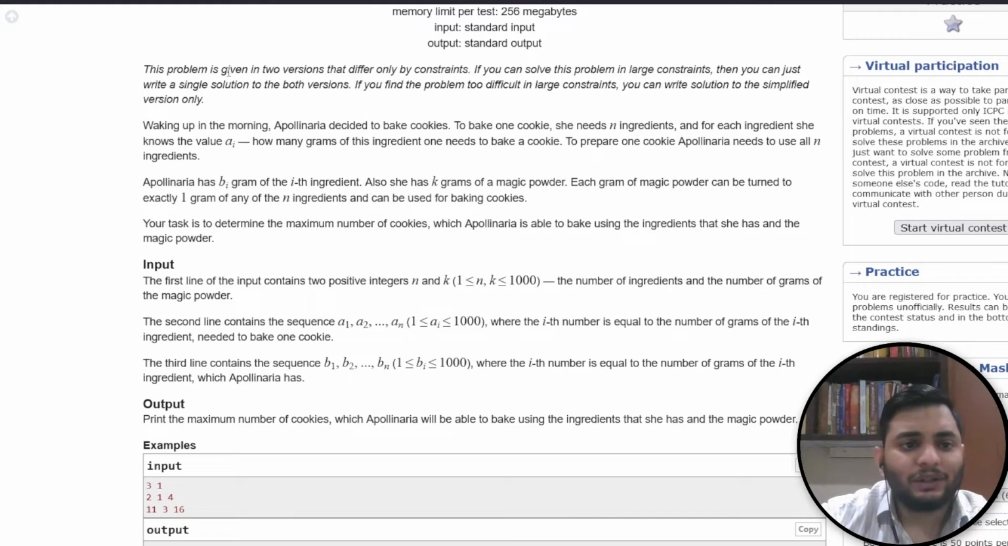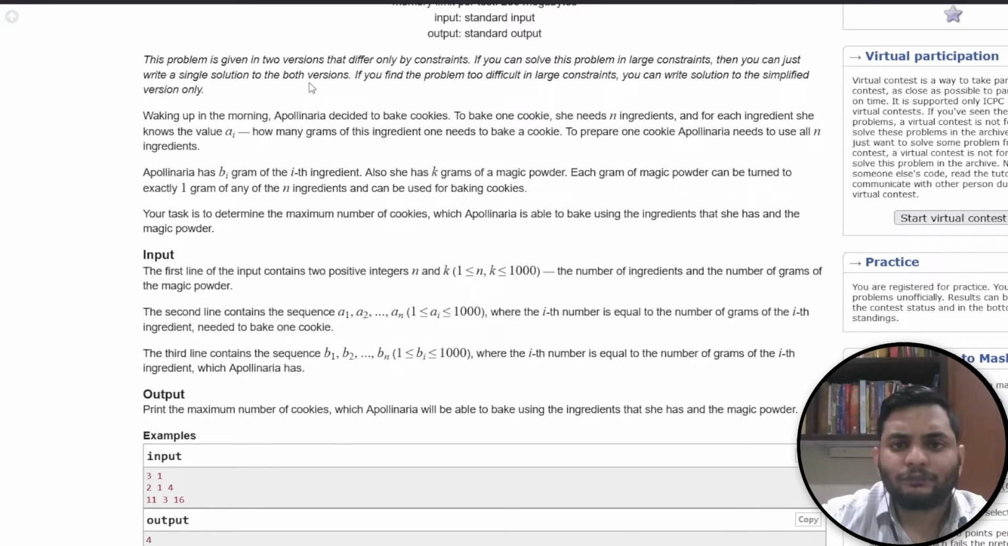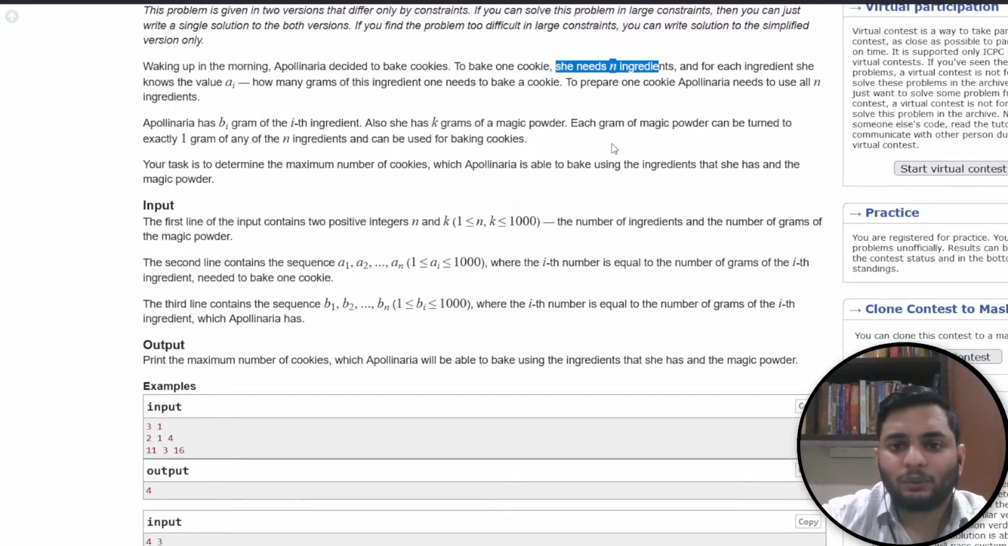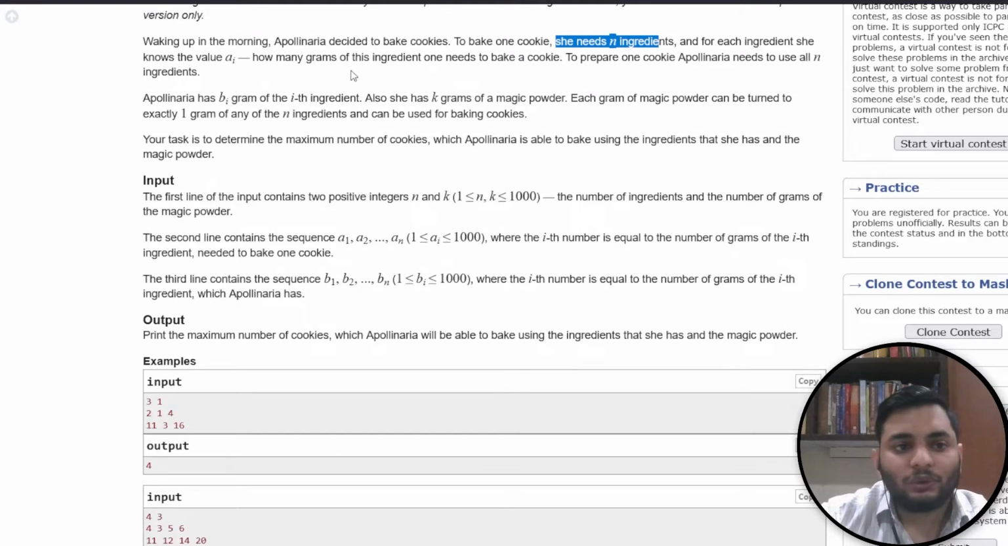In large constraints, then you can write a single solution. Okay, so let me just read the question statement. Waking up in the morning, this person decided to bake cookies. She needs n ingredients, and for each ingredient she knows the value ai, that is how many grams of the ingredient one needs to bake a cookie. To prepare one, she needs to use all the n ingredients.